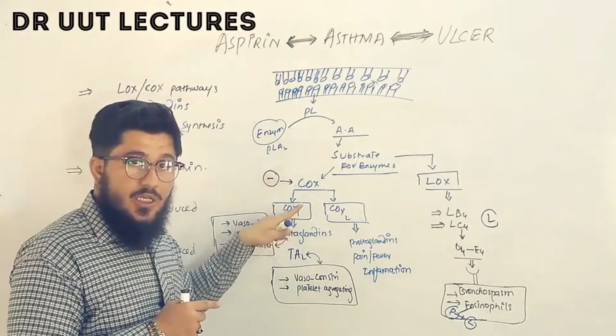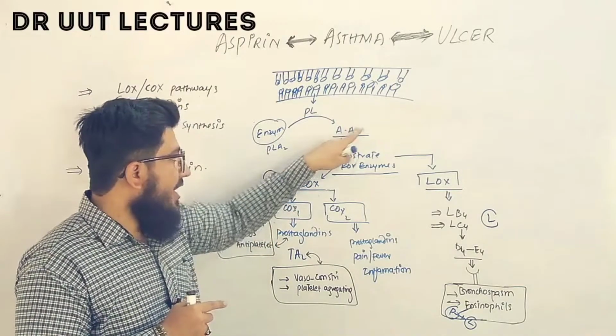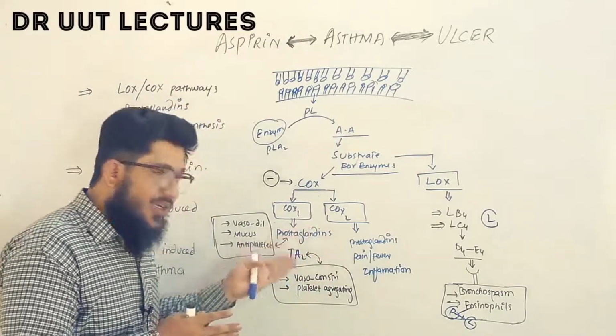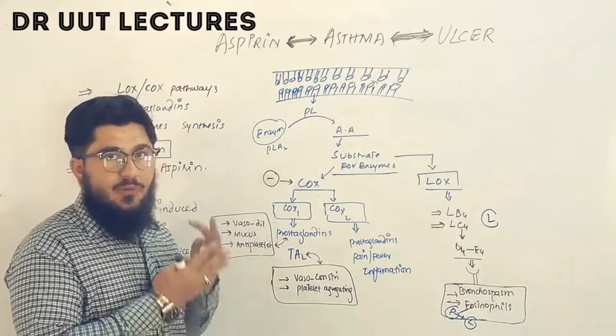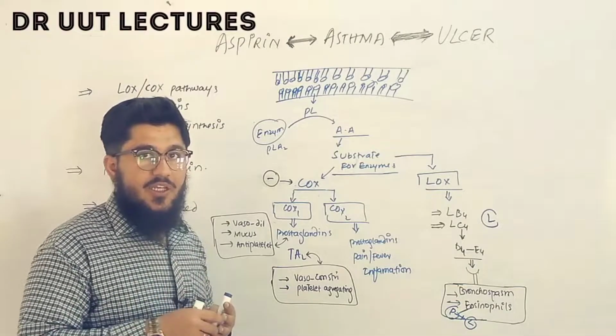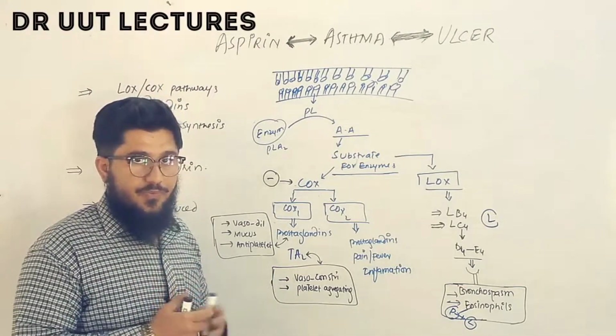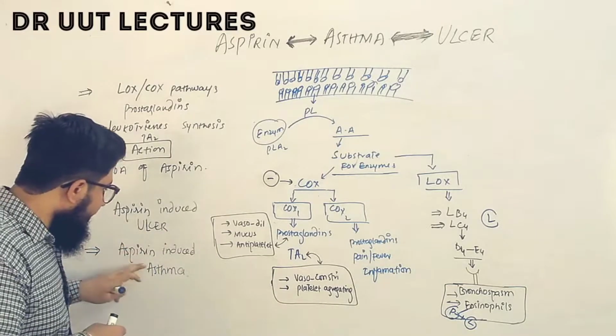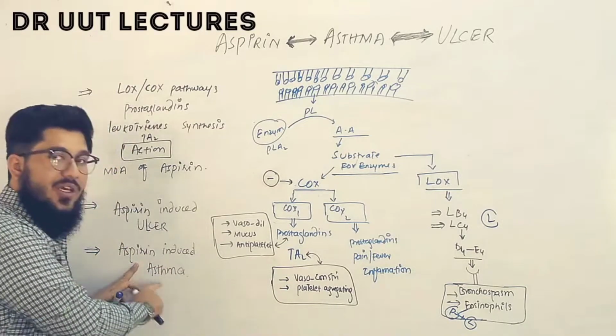Aspirin blocks the COX, by means of which COX-1 is not interacting with arachidonic acid, and due to which the prostaglandins are not produced. And if the prostaglandins are not produced, the mucus is not produced. And if the mucus is not available, your gastric lining is no more protected. Means you are prone to ulcer. Now let's know about aspirin-induced asthma.